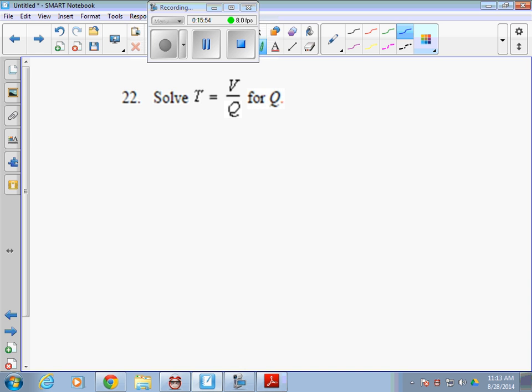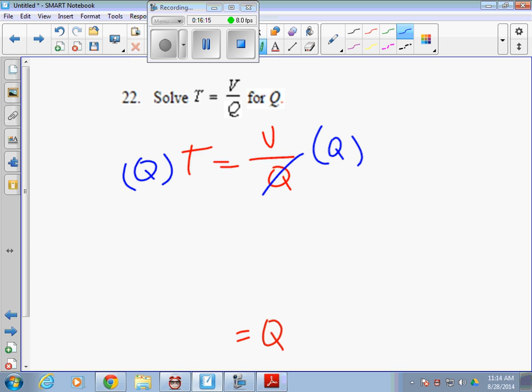Solve T equals V over Q for Q. This is one that was given a couple problems before. Get Q by itself. T equals V divided by Q. We want at the end Q equals all by itself. It doesn't matter if it's on the left side or the right side. This says V divided by Q. Cancel out divide by Q by multiplying by Q. If you do it to the right, you got to do it to the left. It cancels it here and it leaves you with V is equal to Q times T.